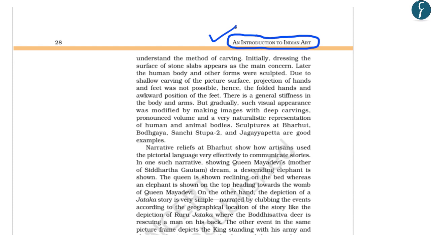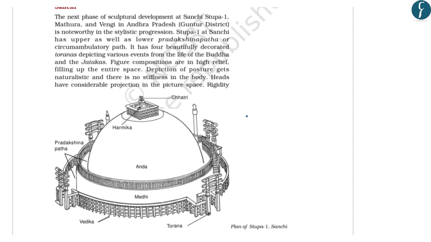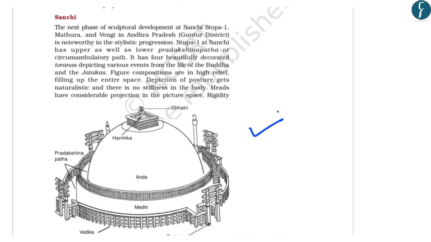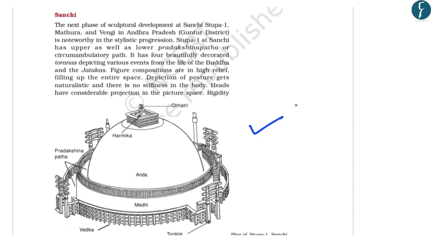So now from the chapter 3rd of this NCERT, let us look at the various aspects of the Sanchi Stupa and what are the features of a stupa. Now the stupas are said to be constructed over the relics of Lord Buddha. And in this picture you can see the various architectural aspects of a stupa. Now this Sanchi Stupa is located close to Bhopal in Madhya Pradesh.